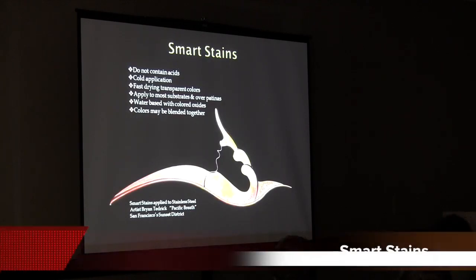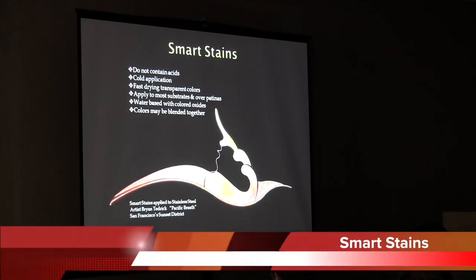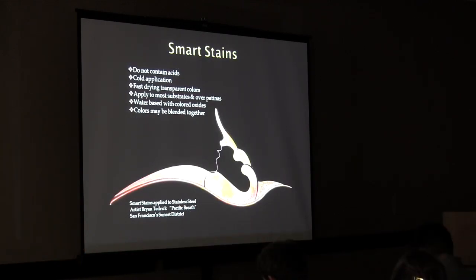This next one is Smart Stain, and this is basically our water-based coating with our water-based stain in it. This is on stainless steel. And you put this on coal. This is a large piece. I'll show it again later.